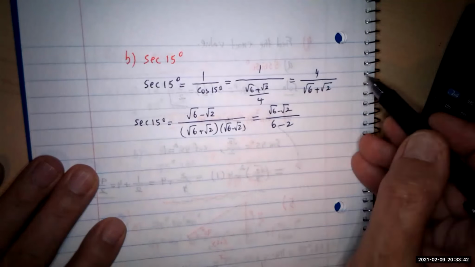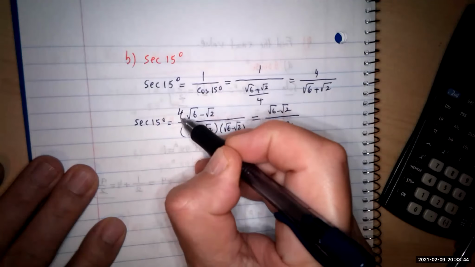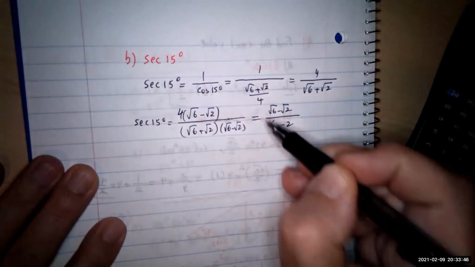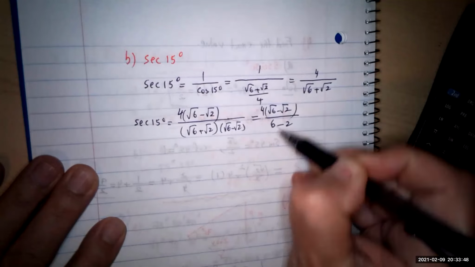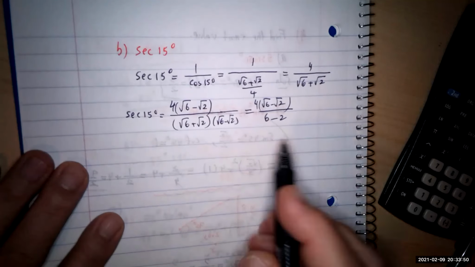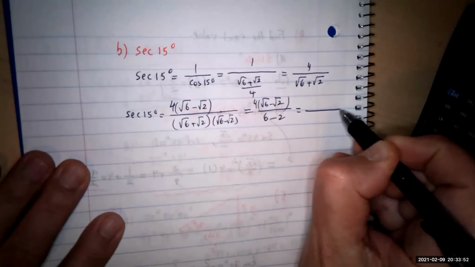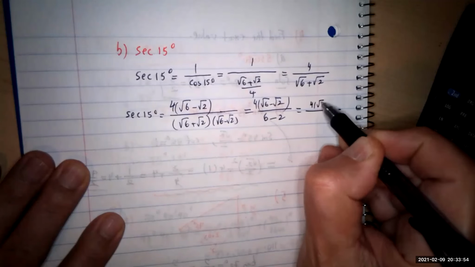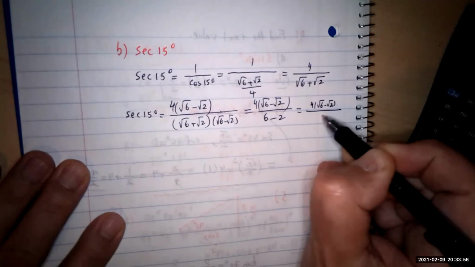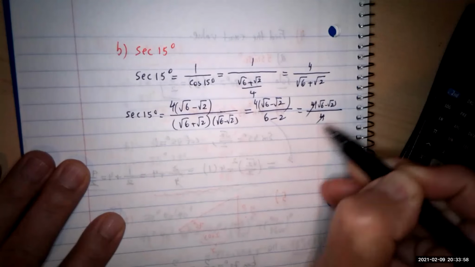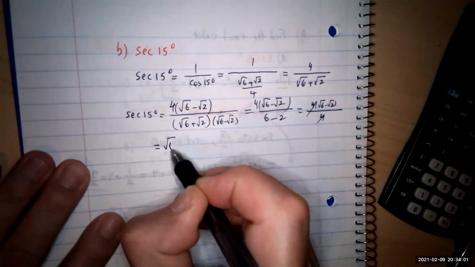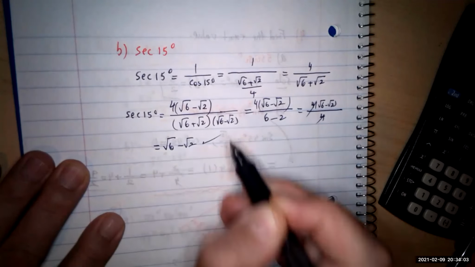So, there was a 4, I missed it. 4 times. Now the bottom one would be 4. So that would be 4 times radical 6 minus radical 2 over 4. These two will cancel out. So we get radical 6 minus radical 2.